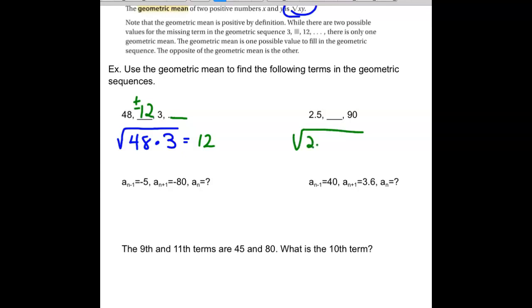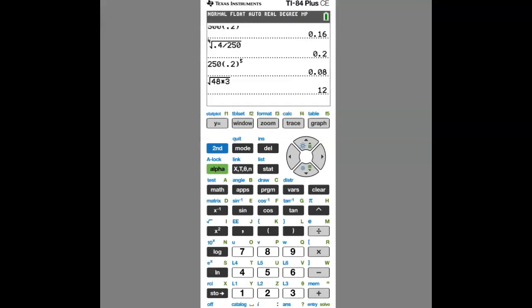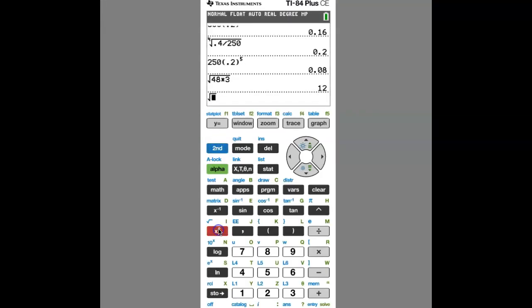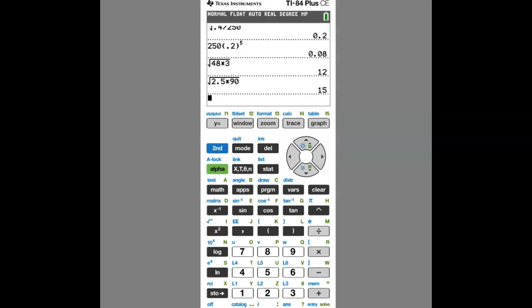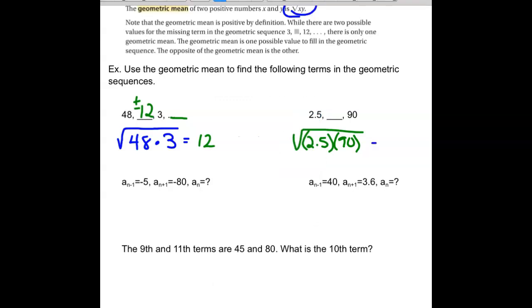Next one, our geometric mean. We're going to multiply the 2.5 and the 90, and then square root that. So we want the square root of 2.5 times 90, and we get 15. So our missing number could be positive or negative 15.